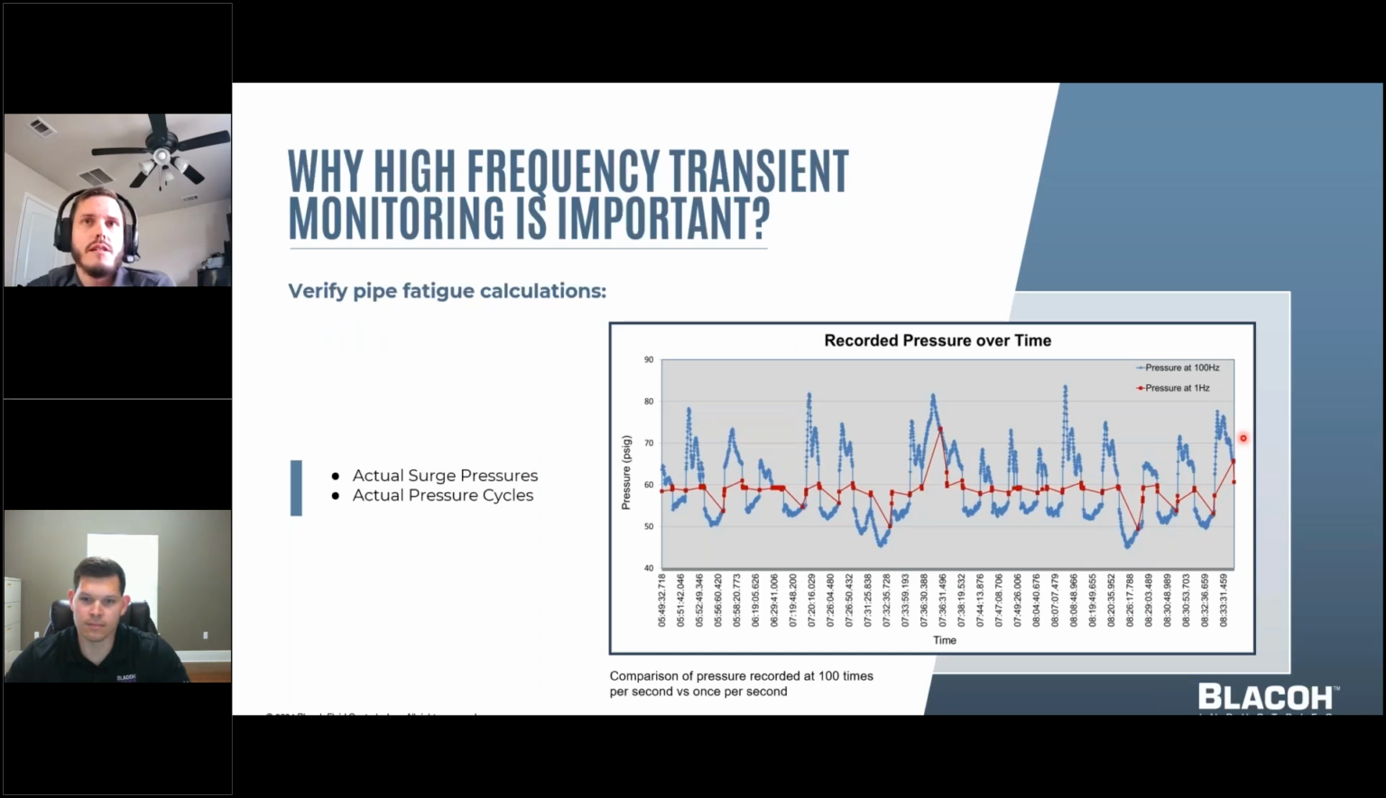Transient pressure monitoring can also give us an accurate count of the number of pressure cycles. This information can be used for fatigue calculations and to predict remaining life of piping and equipment. As you can see in the graph, when our sampling frequency is not fast enough, multiple cycles are completely missed. So in this chart, the red line is the pressure at 1 hertz, or it's read once every second, and then the blue is read 100 times per second.